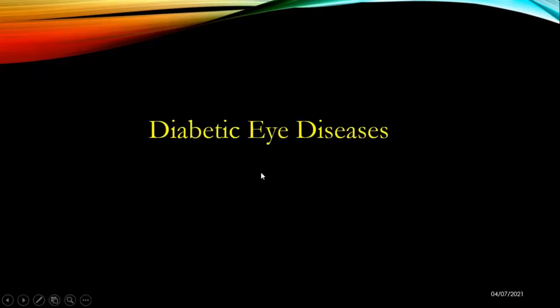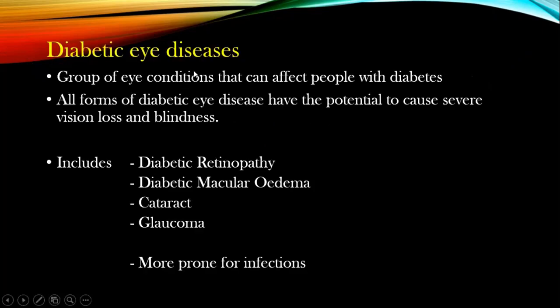And next we will move on to another very important topic, diabetic eye disease. Diabetic eye diseases are a group of conditions that can affect people with diabetes mellitus, and all forms of diabetic eye diseases have the potential to cause severe visual loss and blindness. So this includes diabetic retinopathy, diabetic macular edema, cataract, and glaucoma. We have dealt with these two earlier, and they are more prone to infections, ocular surface infections, and intraocular infections as well.